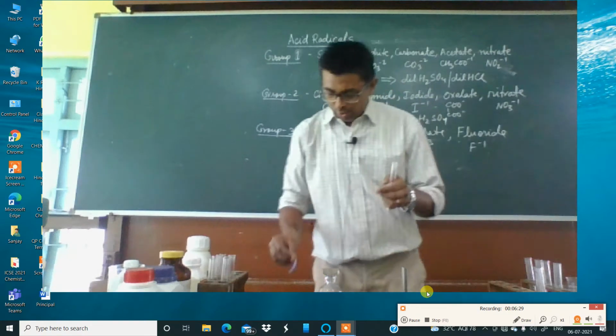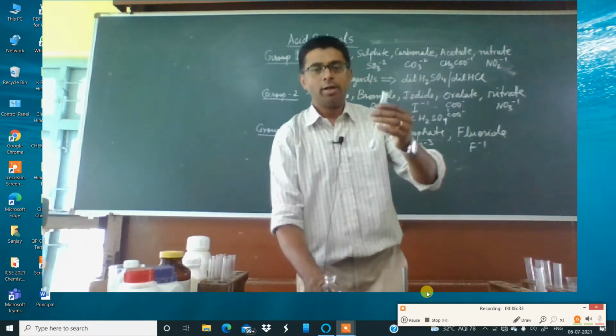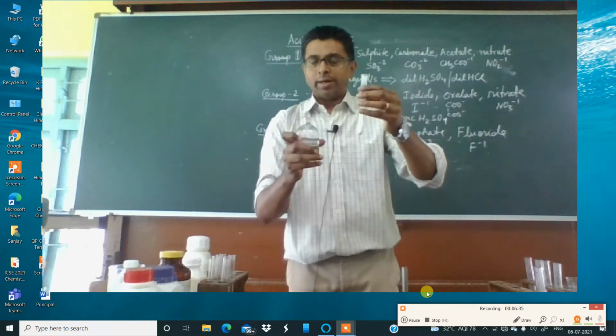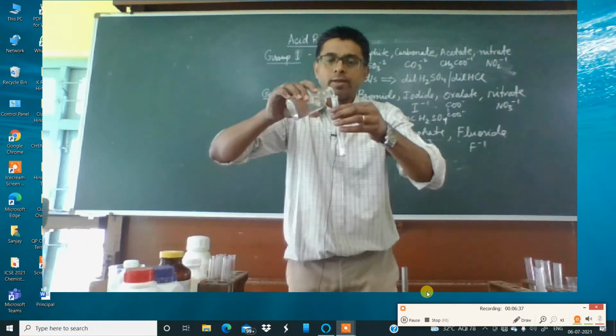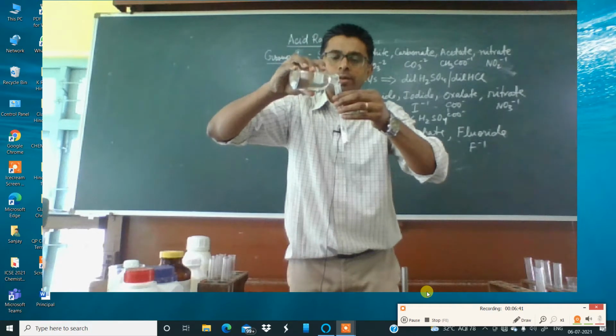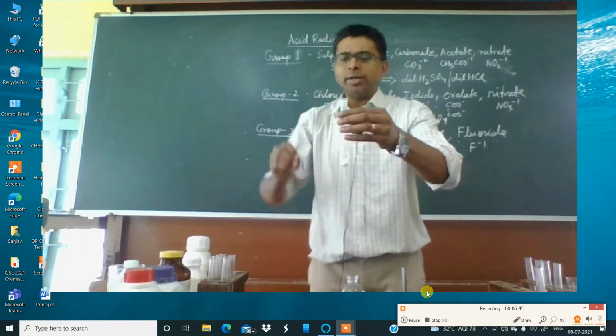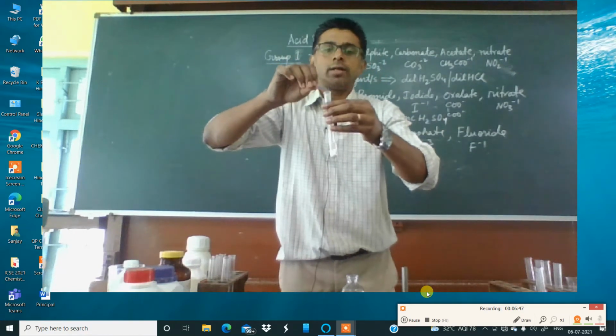Now, to this sodium sulfite sample, I am going to add dilute sulfuric acid. This is how we add, at eye level. I have added dilute sulfuric acid. It is a pungent gas.